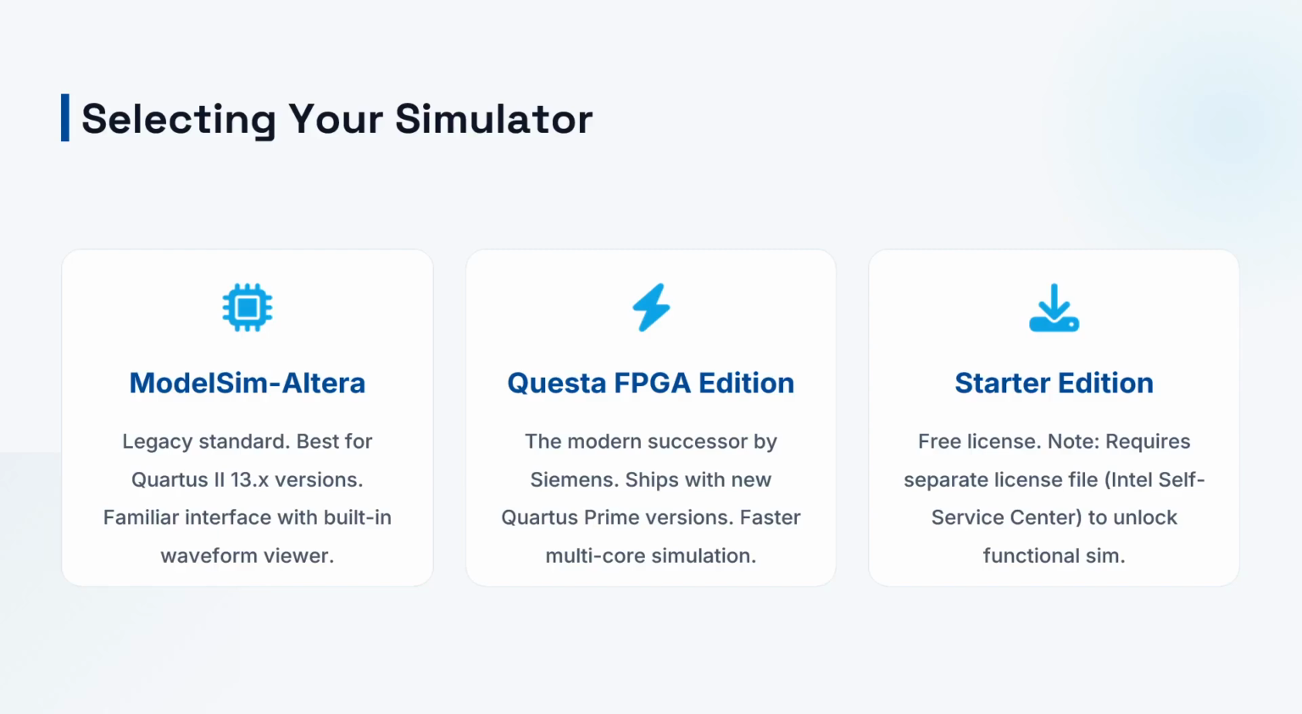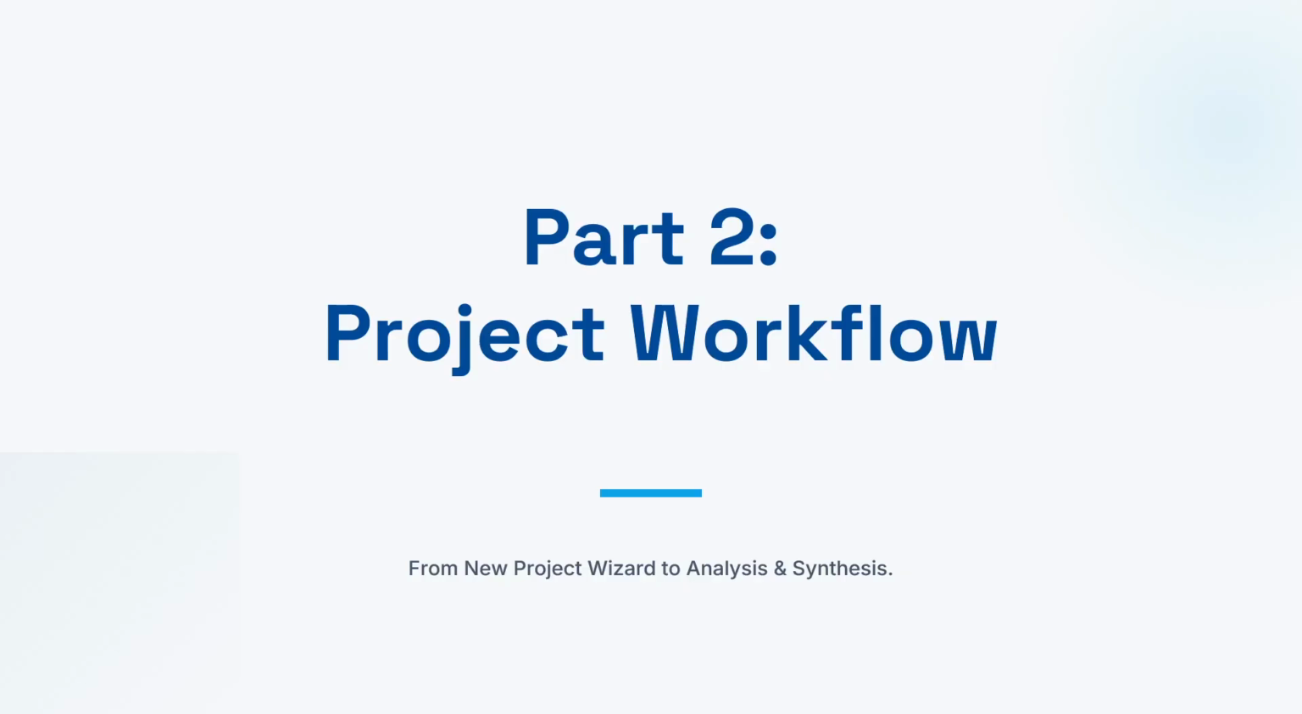To verify our designs, we need a simulator. If you are on Quartus 13.0, you will use ModelSim Altera Starter Edition. On modern Quartus versions, this has been replaced by Siemens Questa FPGA Edition. Both perform identical roles. They take our synthesized netlist, apply input waves, and let us watch the output waves. Make sure to download the starter or Lite edition so you don't run into enterprise licensing fees.